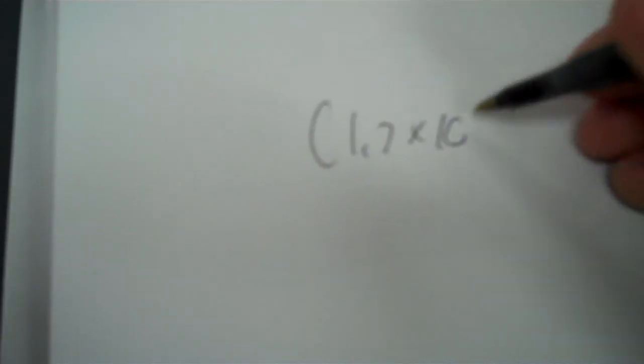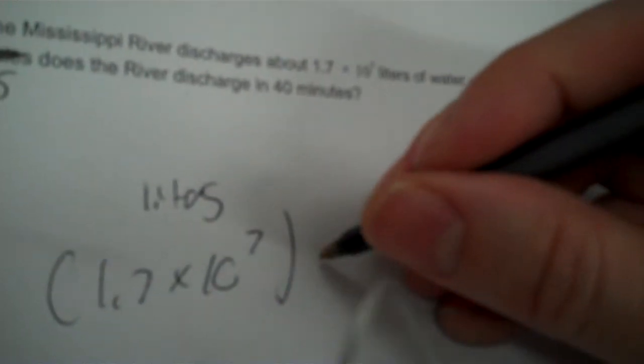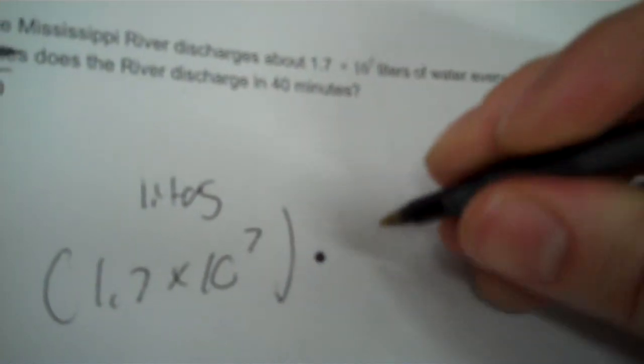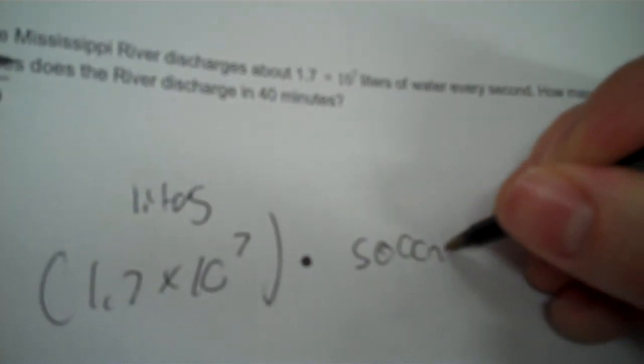Okay, then our last problem. The Mississippi River discharges about 1.7 times 10 to the power of 7 liters of water every second. How many liters does the river discharge in 40 minutes? Okay. All right, so you got this scientific notation quantity, and it's liters. You're going to figure out the liters, but it says per second. So to find how many liters it actually is, you're going to have to multiply it by how many seconds you have.